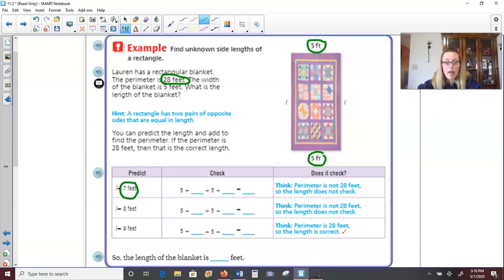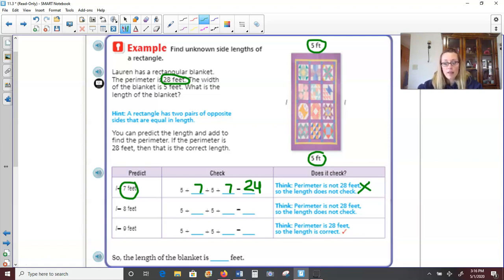So then we would add 5 plus 7 plus 5 plus 7. And let's see what this equals. Well, I know 5 plus 5 is 10, 7 plus 7 is 14, and 10 plus 14 is 24. So the perimeter is 28 feet, not 24, so this does not check out.